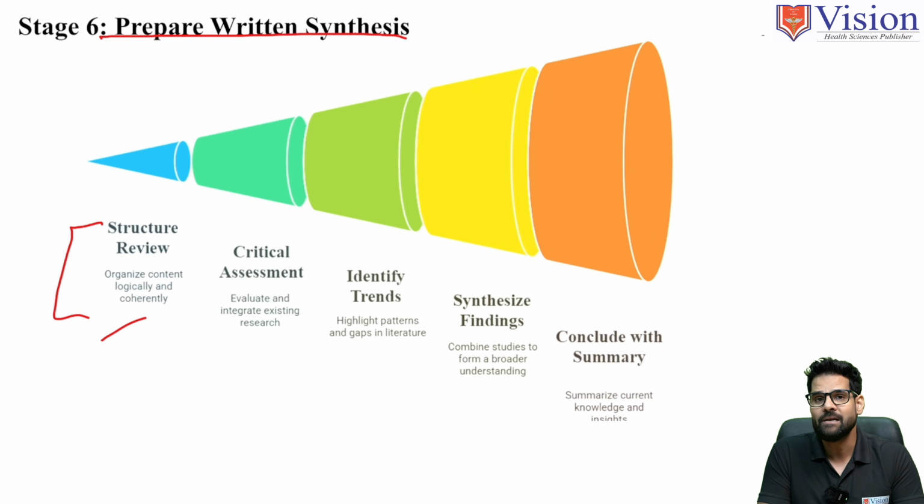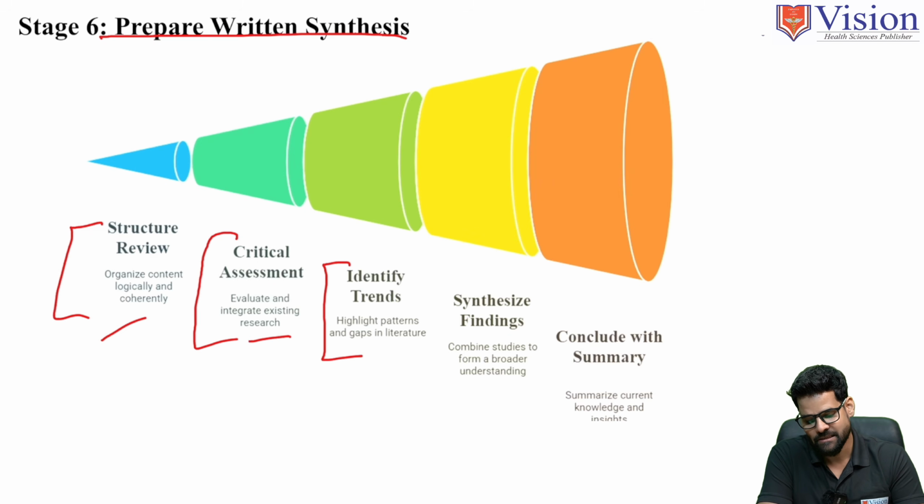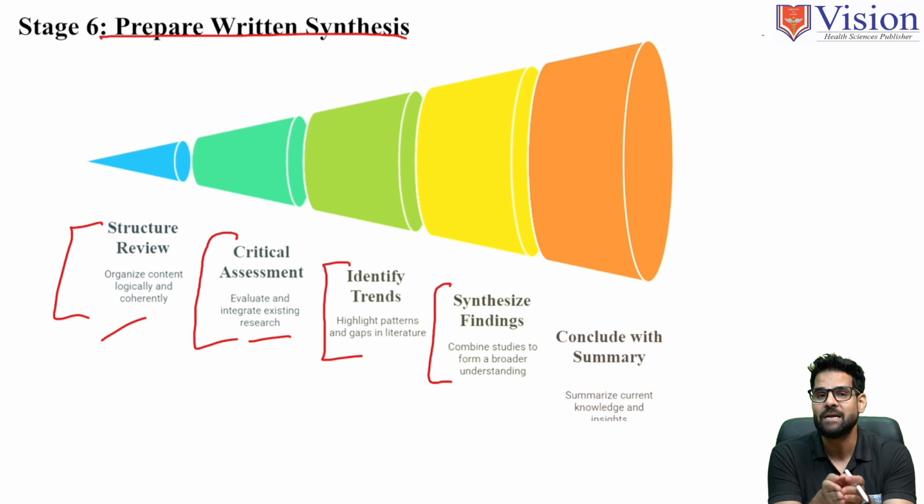And whenever you write a literature review, always try to paraphrase. The writing part is very, very important, right? Then critical assessment: evaluate and integrate the existing research, identify the trends, highlight the patterns and the gap in the literature, and synthesize the findings, because you are referring to multiple researches there. So you have to arrange your literature in such a way that all the studies seem well integrated. Okay, it should tell the story.